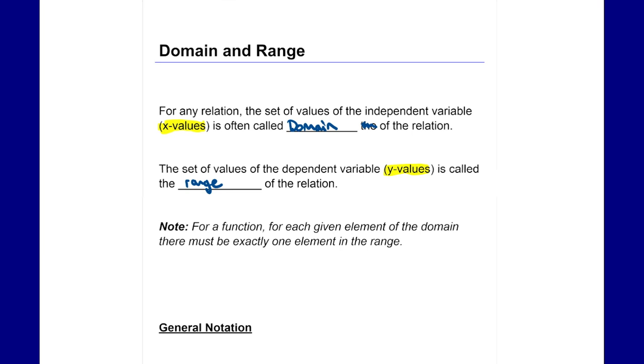Right? One thing to note, for a function, for each given element of the domain, there must be exactly one element in the range. This is going back to the previous lesson that basically said, for a function, every x value has only one y value. Right? You're just going back to that definition. So when we're turning it into domain and range, for every element of the domain, or every x value, there's only one y value. Just a different way to refer to that.